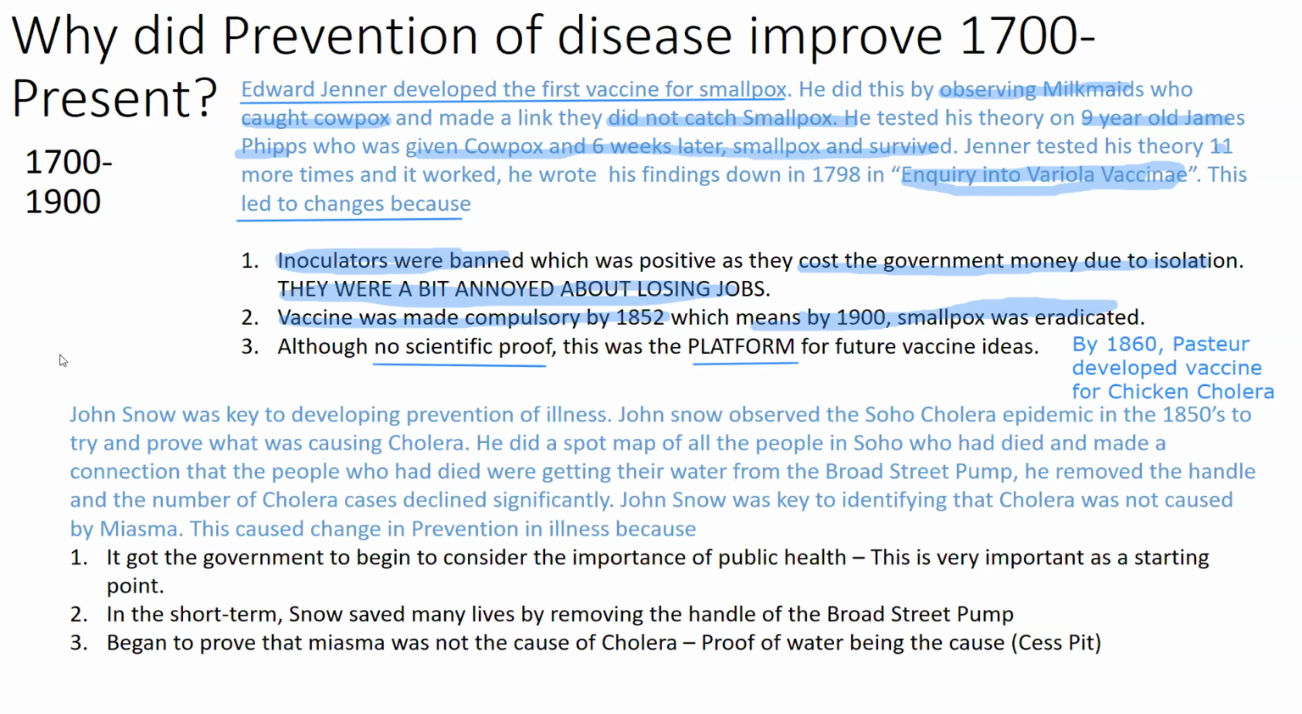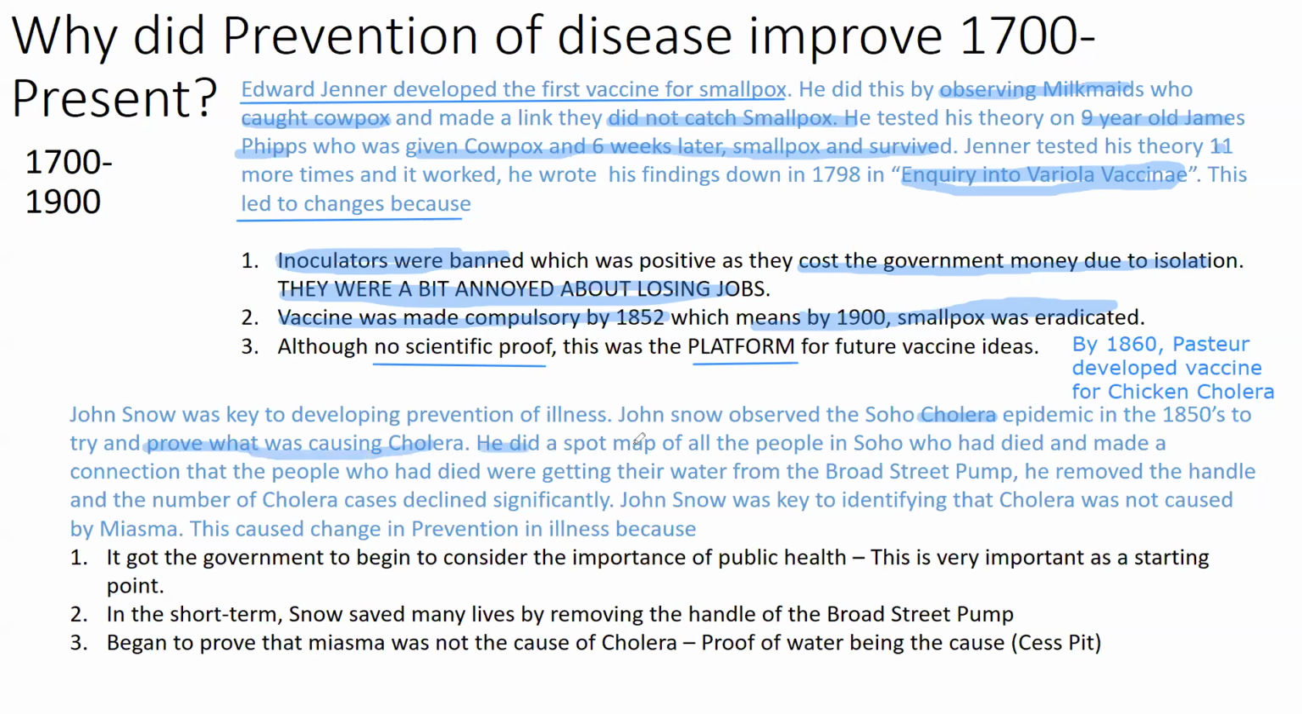So, what did Edward Jenner do? Sorry, Jon Snow do. Jon Snow observed the Soho cholera epidemic. He's a key person in regards to cholera. Jon Snow proved that cholera was caused by water, not by miasma. So if you remember, Edward Jenner's the vaccine guy. Jon Snow is important to prove what caused cholera.